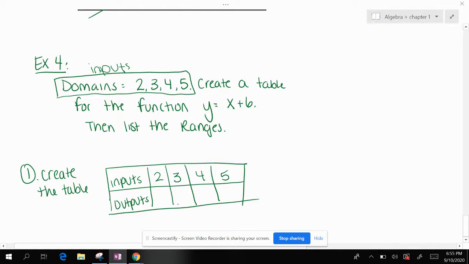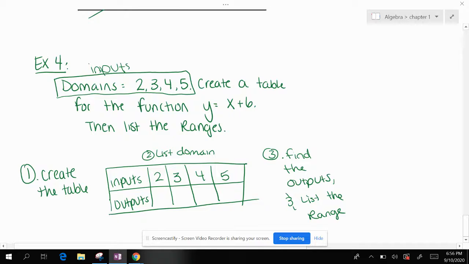Now I need you to list the domains. That's what we just did, step 2. Now step 3, I need you to find the outputs. So that is what you are going to do, and you are also going to list the range. So in the box provided, go ahead and do that.